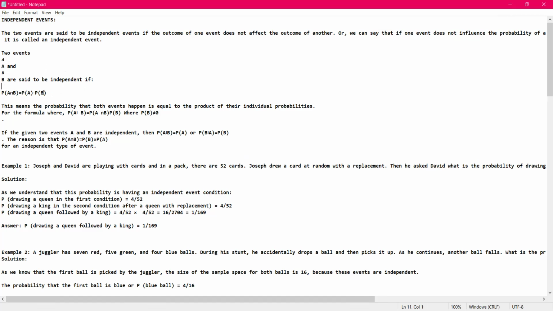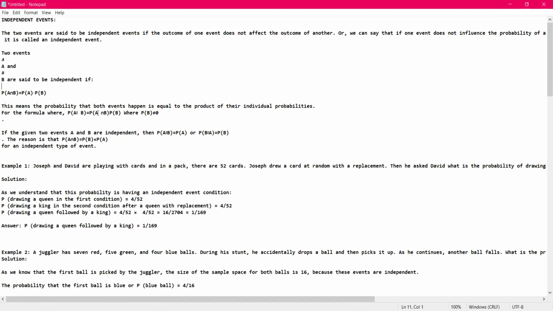So what is the formula for independent events? P of A intersection B equals P of A into P of B. It means the probability of both events happening is the product of their individual probabilities. So we can say the probability of both the events happening is equal to the product of individual probabilities. This is called an independent event. So P of A and P of B are independent of each other.